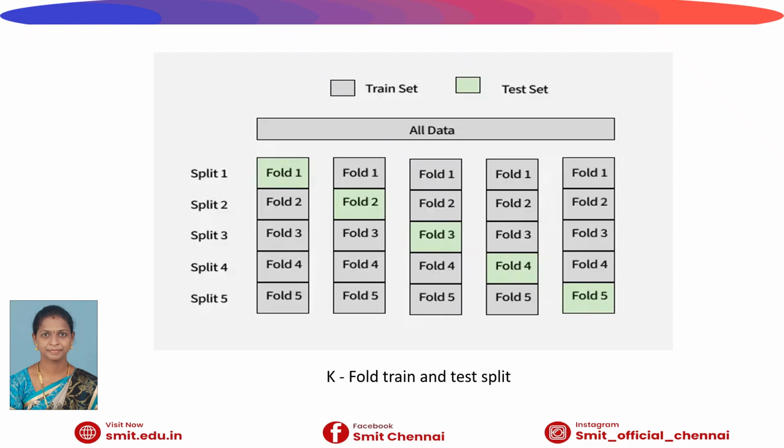In this k-fold train and test split, a visual grid shows the mechanism of k-fold. In split 1, fold 5 is highlighted as the green test set, while folds 1 to 4 serve as the training set. In split 2, fold 2 becomes the test set and so on. By the end of split 5, every single data point has had a turn to be part of the evaluation set.